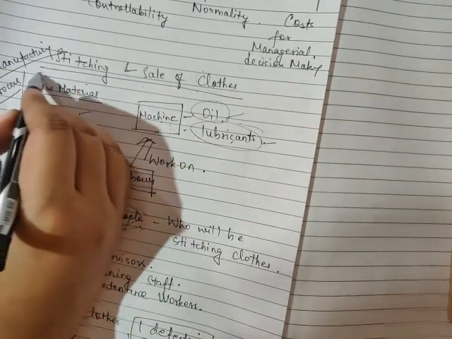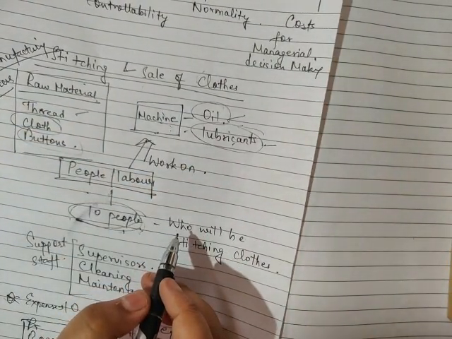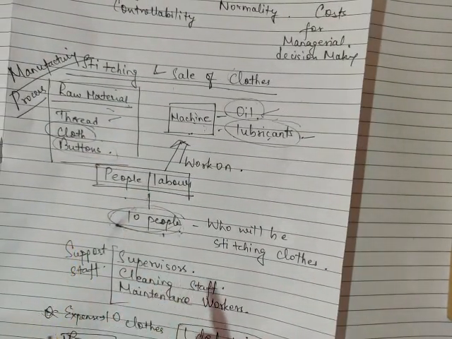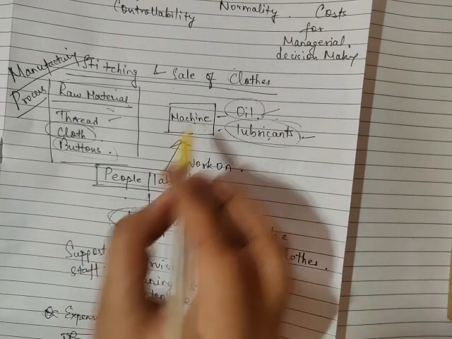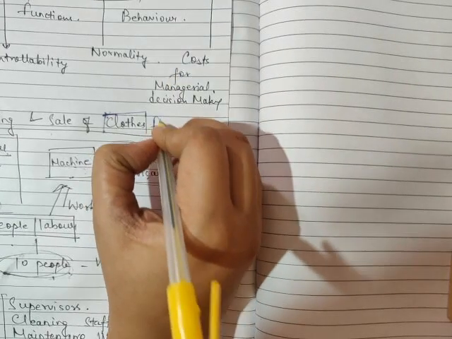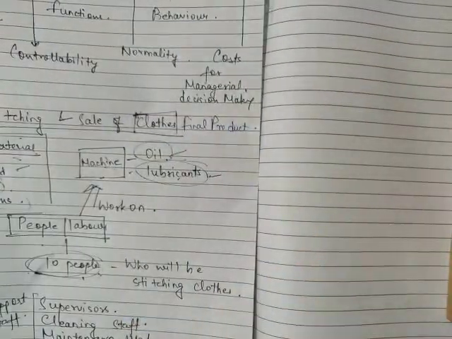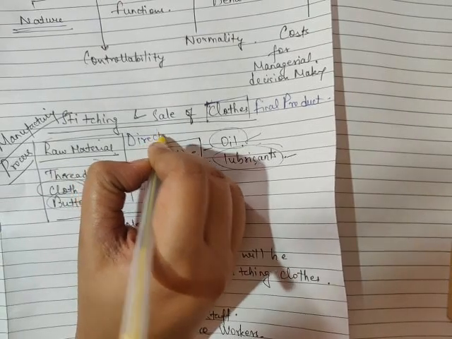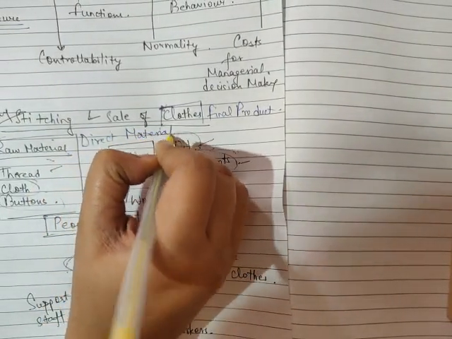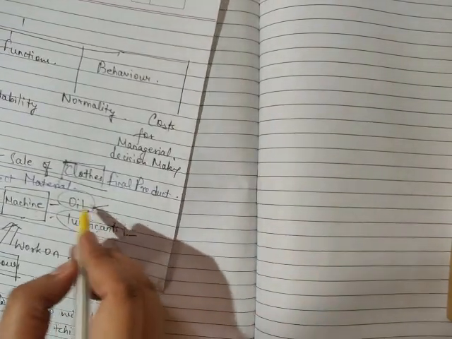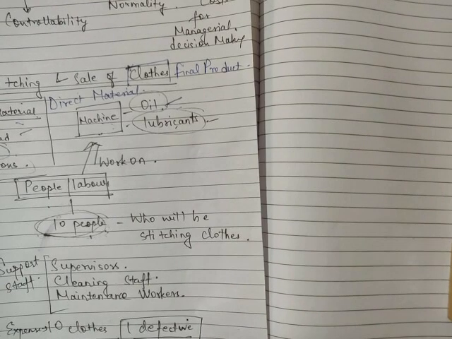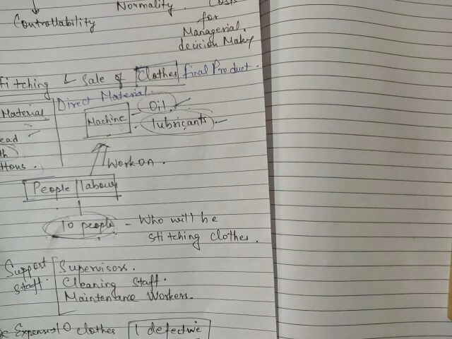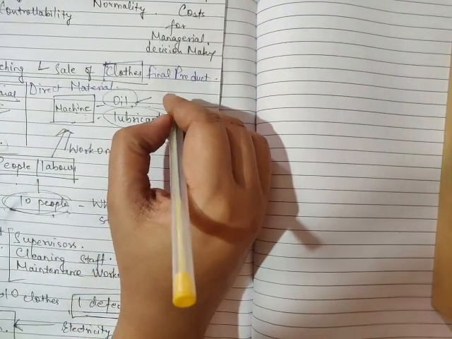So now the first one, that was thread, clothes, buttons, etc. These raw materials will directly go into the final product. The final product is the cloth. So these are the direct material. Then oil, lubricants, etc. These are important, but this lubricant will not be there in the clothes that you sell in the market. It is used for the machinery. So these are indirect material.